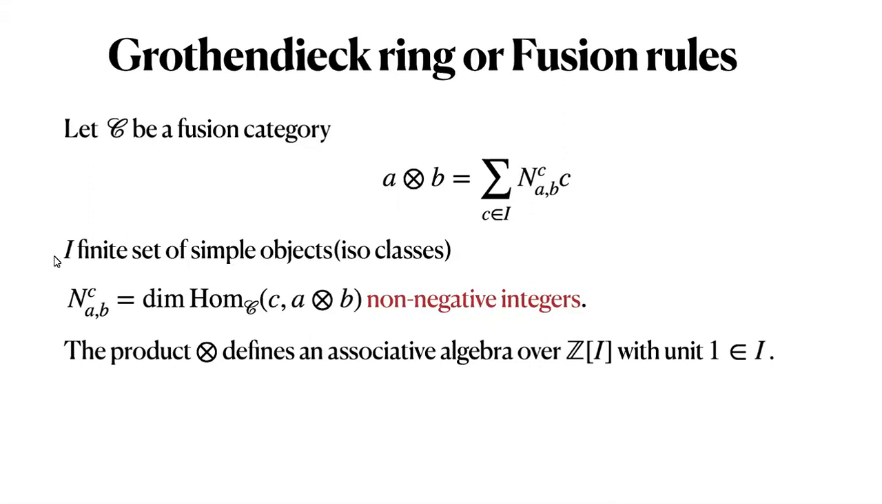So it's a finite set. Well, it's a little more, but for this, it's a finite set with some non-negative integers, such that this product defines an associative algebra over the free abelian group generated by the set I. Well, in addition, we need an involution on this set, but just to fix notation, this is the only thing that I need at this moment. Okay, so we have a set of fusion rules. This is the first thing that I need right now.